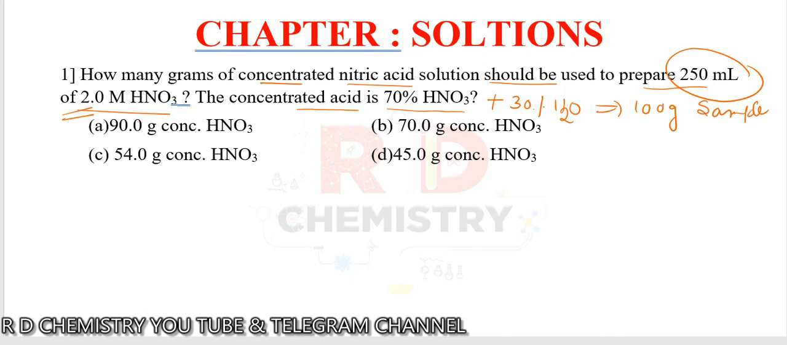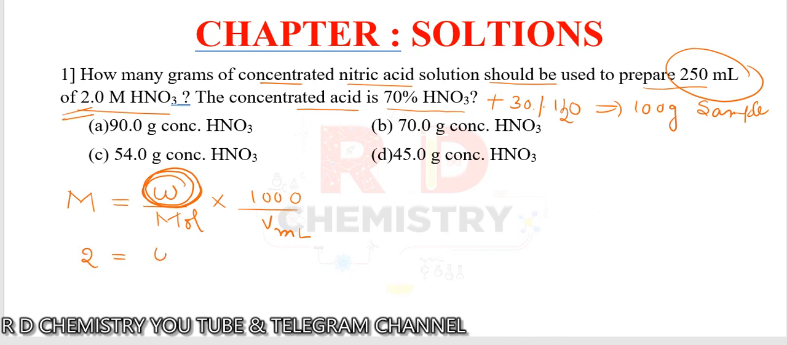So we go for now molarity formula. Molarity M is equal to amount of the nitric acid divided by the molecular mass into 1000 divided by volume in terms of ml. We know this formula, correct? Substitute and get this here. What is the weight of this pure nitric acid required? So molarity is given, 2 molar. So W is unknown.